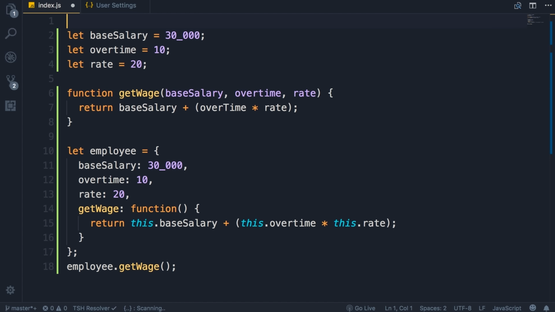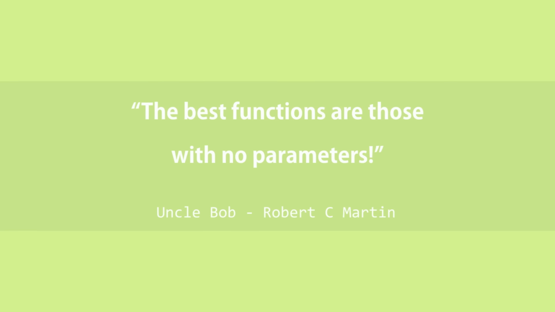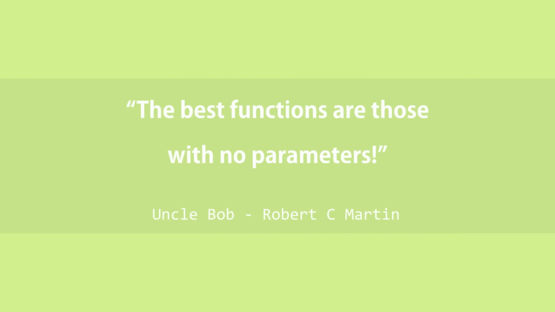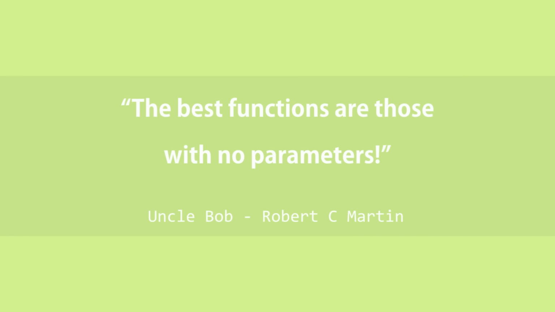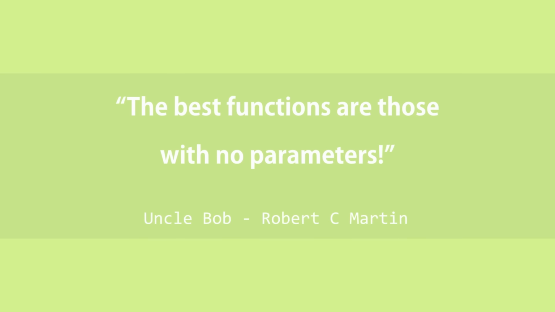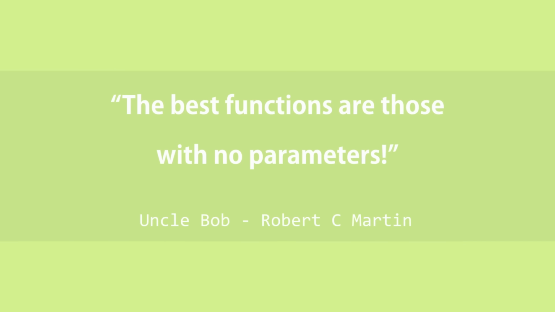When you write code in an object-oriented way, your functions end up having fewer and fewer parameters. As Uncle Bob says, the best functions are those with no parameters. The fewer the number of parameters, the easier it is to use and maintain that function. So that's encapsulation. Now let's look at abstraction.